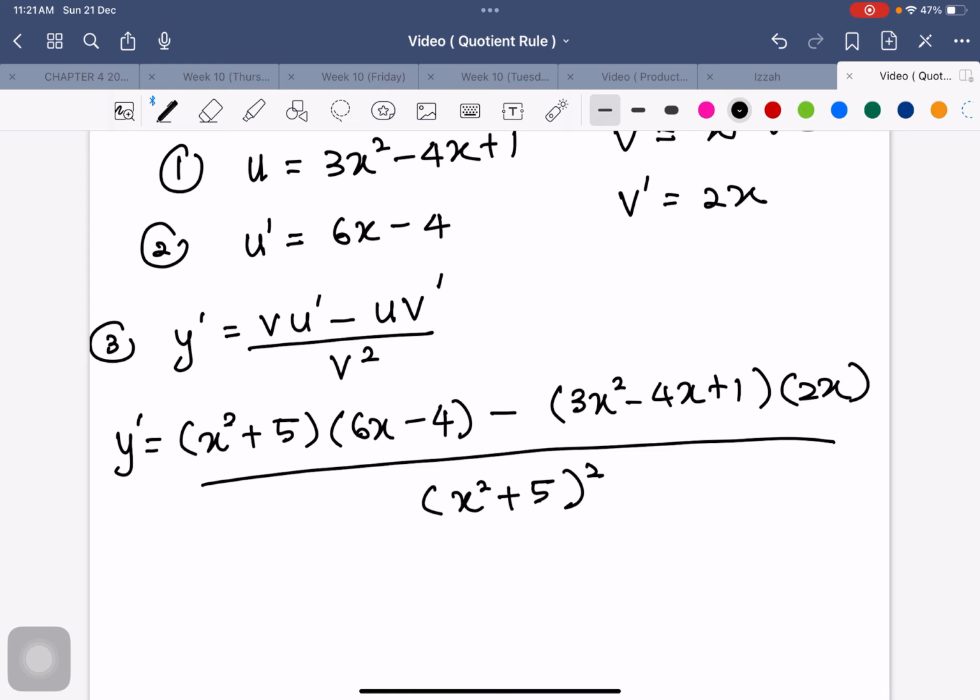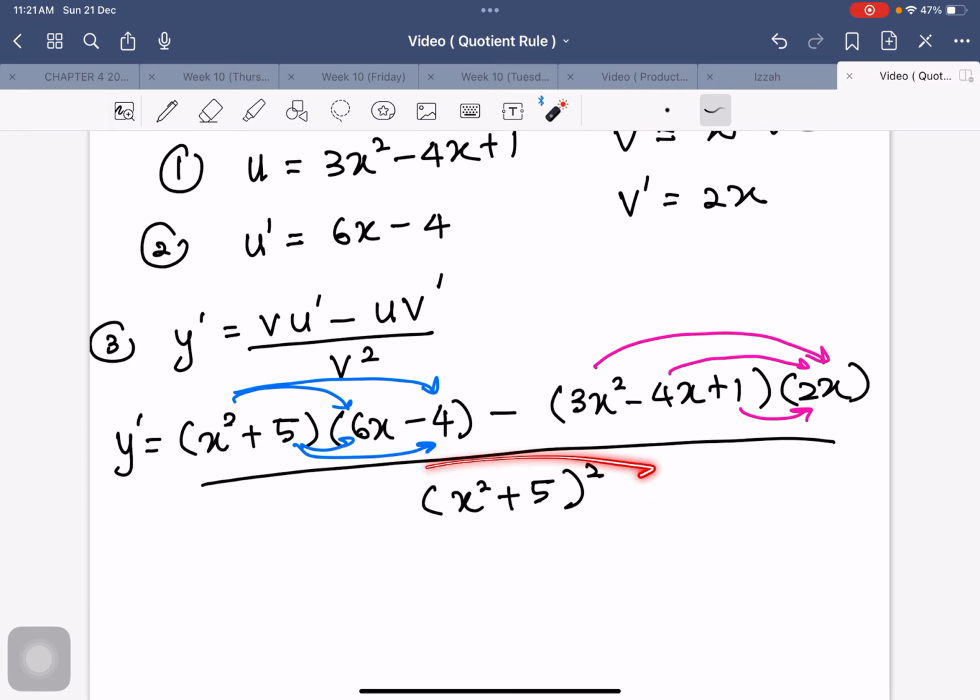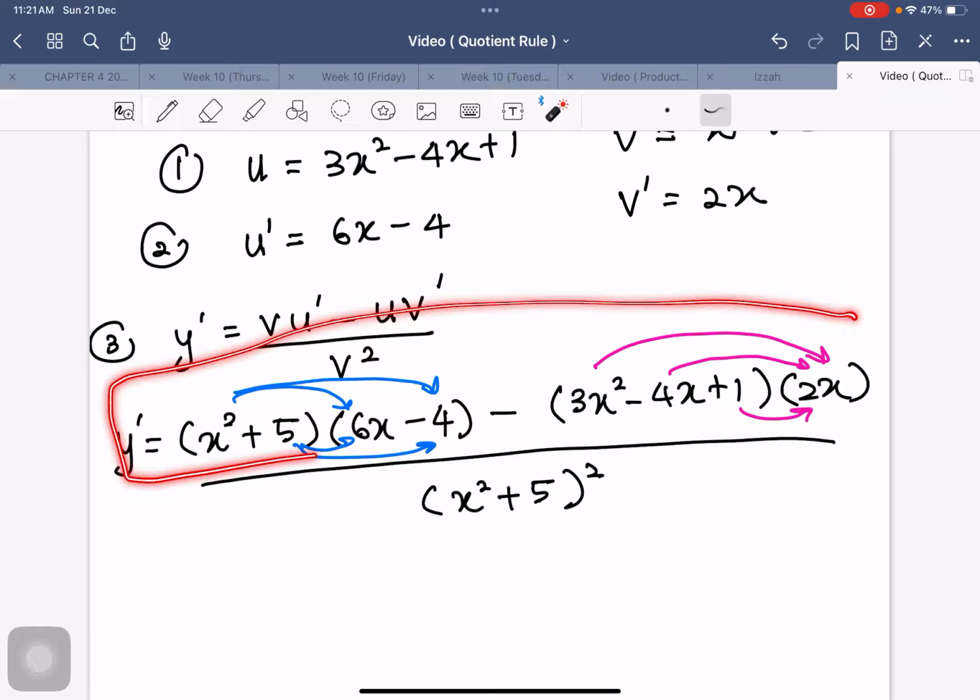Okay, so to expand this one, setiap satu function ni kena darab dengan kedua-duanya lah. Okay, so same goes for this one. Ni kena darab dengan ni. Negative 4x multiplied by 2x and also 1 multiplied by 2x. So, dekat bawah ni perlu tak expand? Tak perlu. As it is. Tinggal macam ni. Kita nak expand and simplify term yang dekat atas sahaja. Okay?